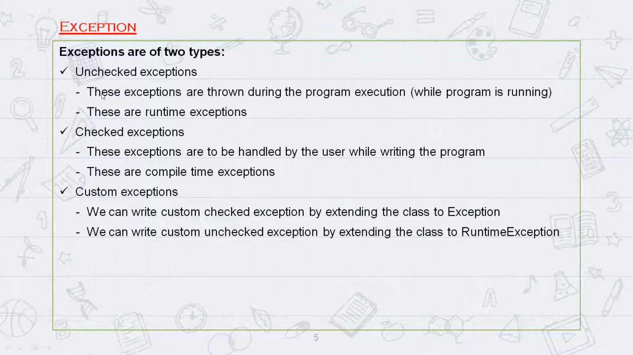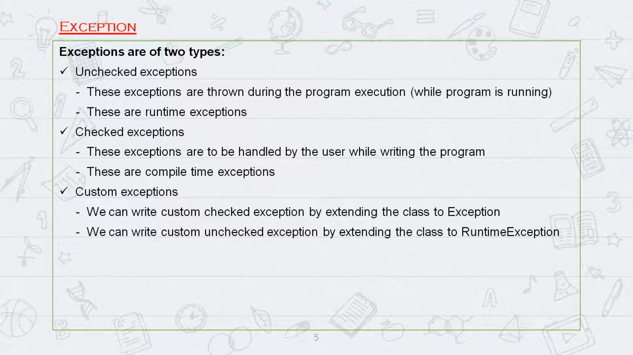Unchecked exceptions are thrown during the program execution. So when the program is getting executed, during that time, unchecked exceptions are thrown, which means while the program is running. That's why we call them runtime exceptions. When the program is running and an exception occurs, those kinds of errors are unchecked.